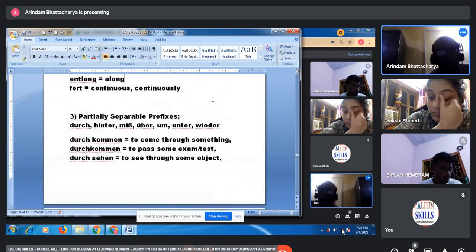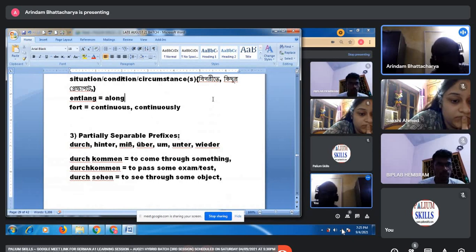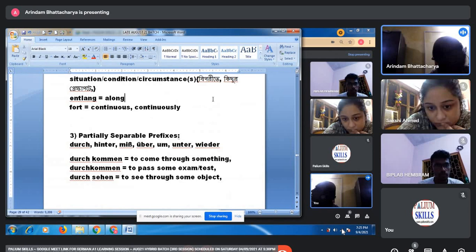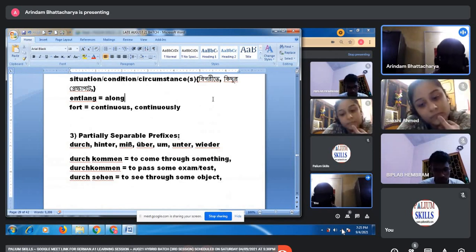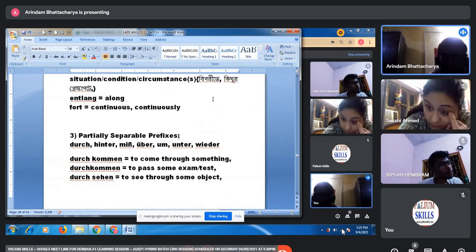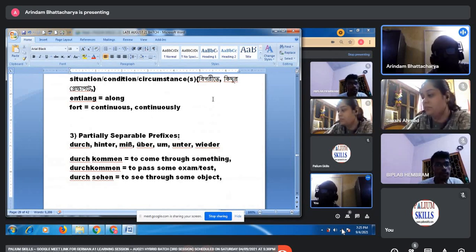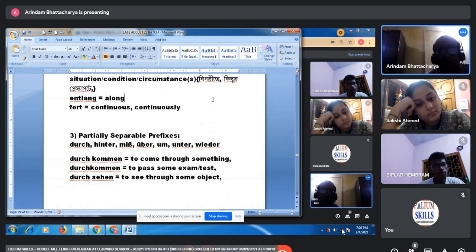It is not possible to say everything like this because there are 33 or so prefixes. This is the reason why I am going to the partially separable prefixes, because I have got only 5 minutes left. If I can go through this, then definitely I'll be able to complete the whole thing next day. Partially separable prefixes: durch, hinter, miss, über, unter, wieder. Durchkommen, to come through something. Kommen means to come. Durchkommen means to come through something.